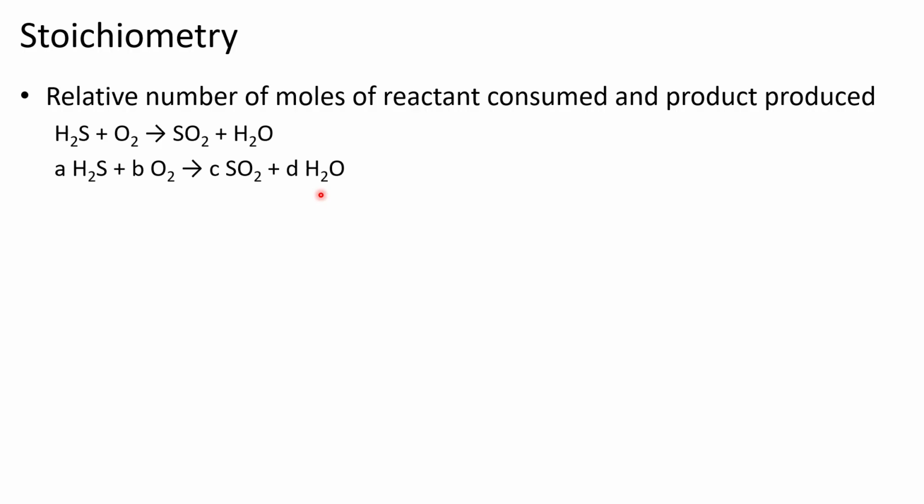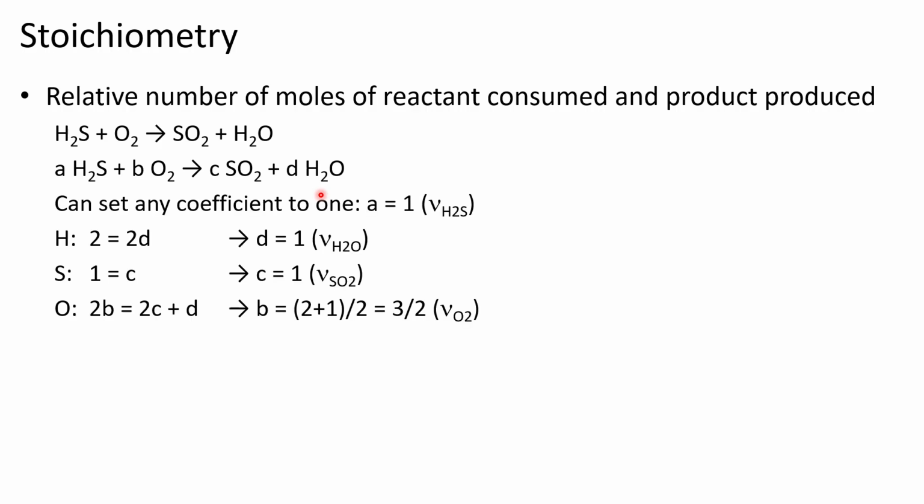To determine these coefficients, what we're going to do is set equal the number of atoms of each of the atomic species that are present: hydrogen, sulfur, and oxygen. We're going to set the number of atoms that participate as reactants equal to the number of atoms that appear in the products. Before doing that, we can arbitrarily set one of these coefficients to 1. In this case, we're going to set the coefficient for hydrogen sulfide to 1.